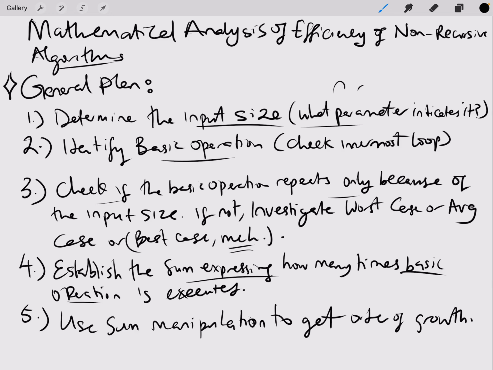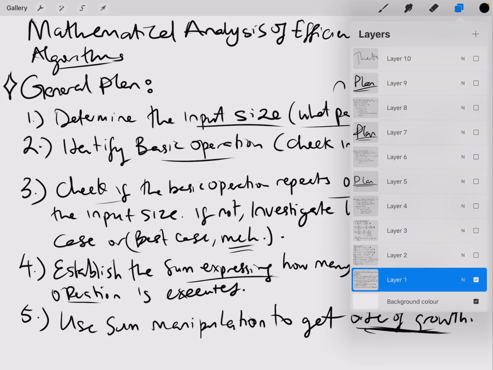And then finally, we use sum manipulation, which is after we get the sum, to now get the order of growth. Order of growth is the one that tells us how complex our algorithm is, and that's what we really want to do. Having said all that, let's talk about the possible sum formulas.